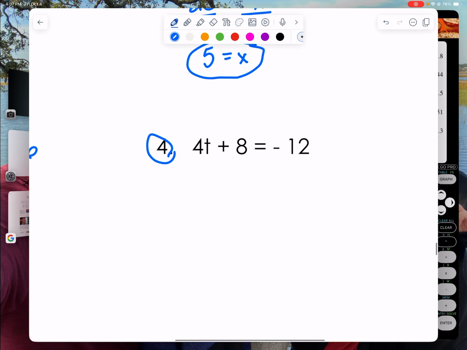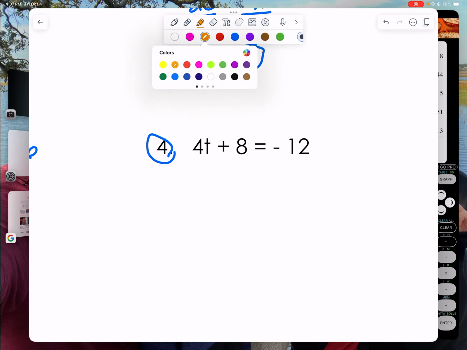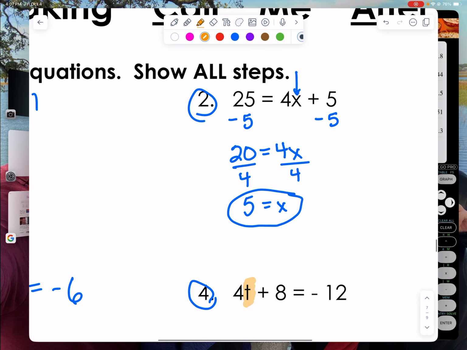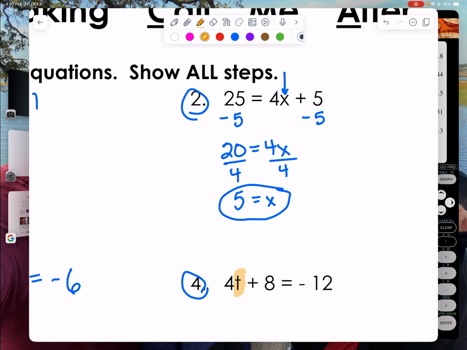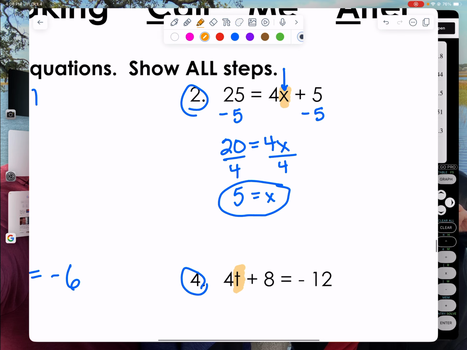I'm going to work number 4. 4t plus 8 is negative 12. Notice I have a plus 8. I'm trying to get this t all by itself, right? So I want to get rid of everything that's around it. But notice the thing that is right beside it, that 4, I'm going to get rid of that last. Notice the one that we just did, that 4 that was beside the x. We got rid of that last. We're going to do the same thing.